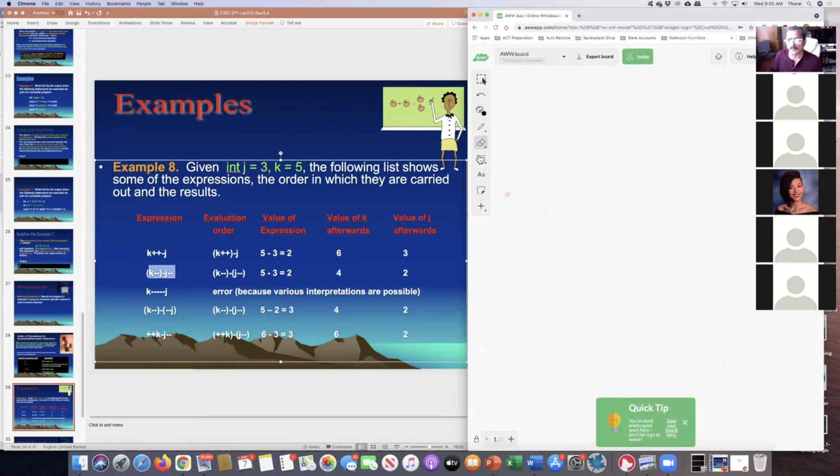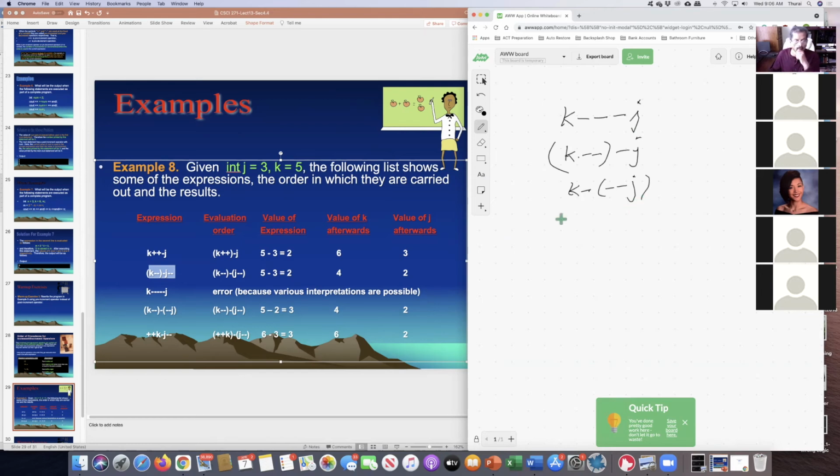Let me write that on the board and explain quickly. If I write K minus minus minus J, then it could mean K minus minus, parentheses, minus J. Also, it can mean K minus, parentheses, minus minus J. So there are two meanings. Whenever there are two meanings, the system will reject it. So the compiler will reject it. So you have to use parentheses in that case.